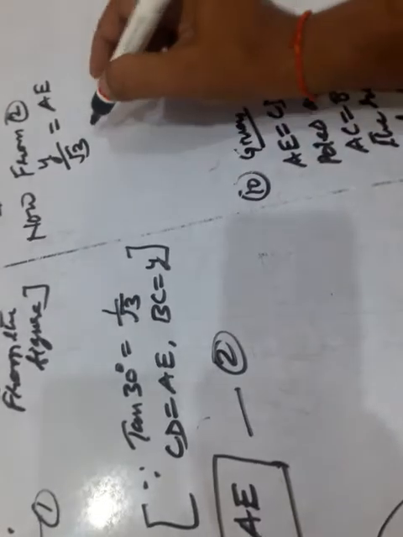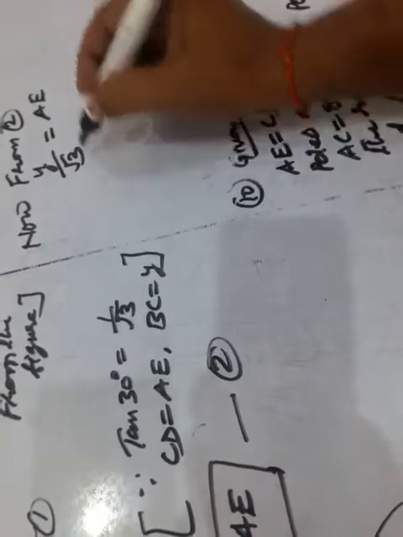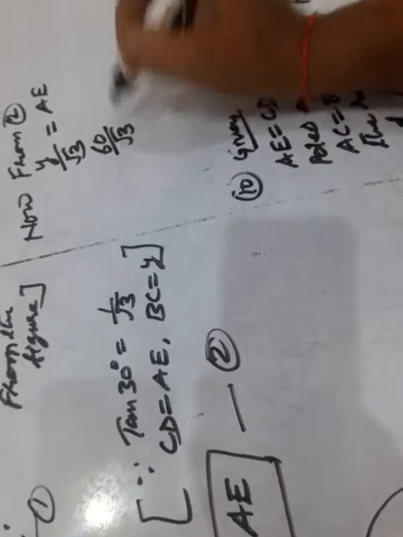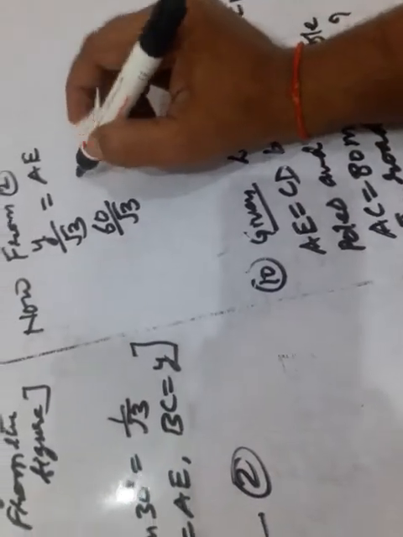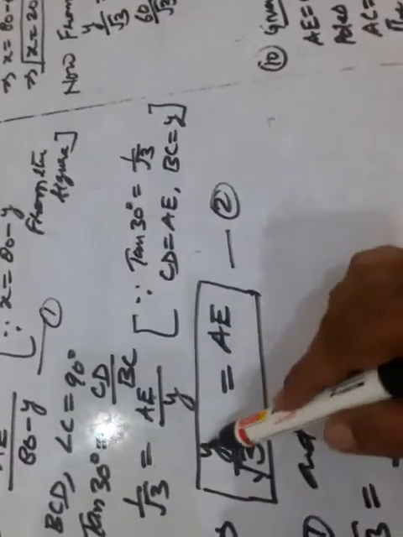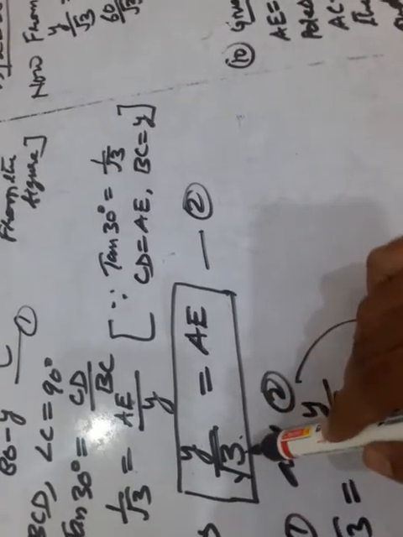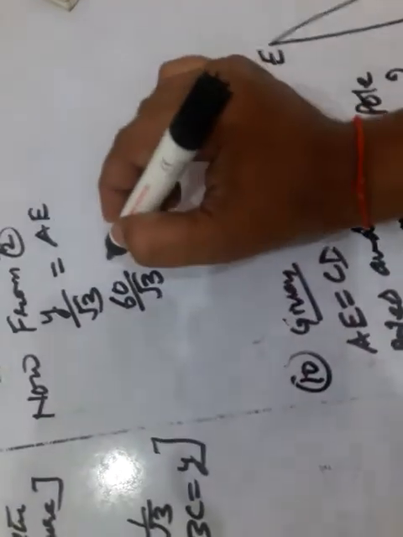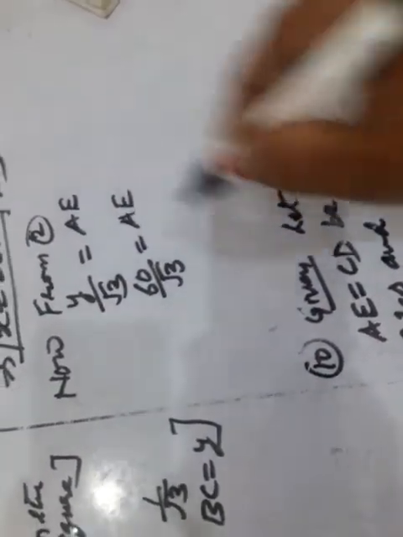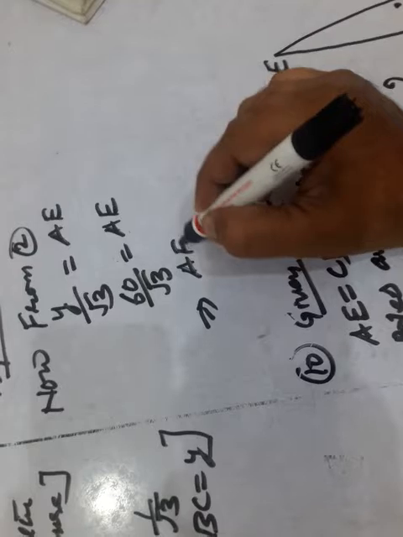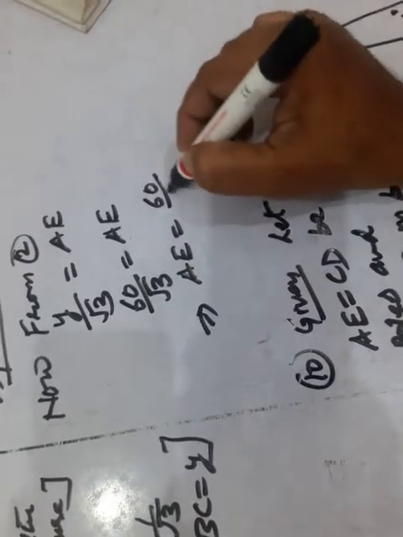What is y? y is 60. Clear, children? So AE equal to y upon root 3, that is 60 upon root 3. So this is AE. This implies that AE equal to 60 upon root 3.